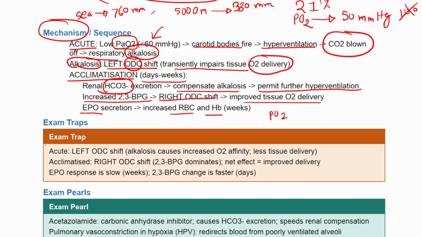These are the traps that you shouldn't fall for. First one, to review the whole concept, let's look at the traps and examples once again.